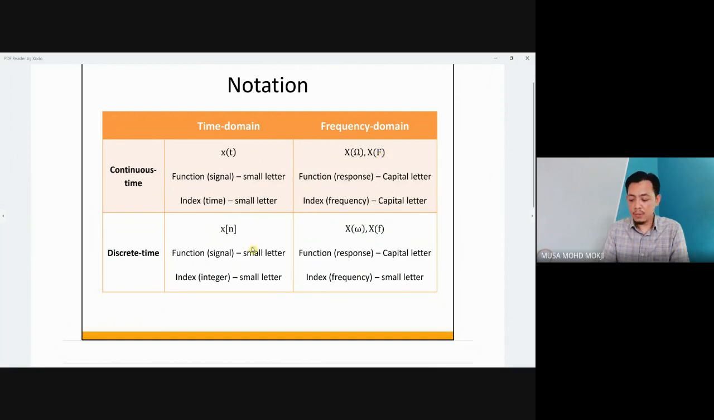But in discrete time, we have omega and f. And if you look at this notation, x, because n is discrete, we use a square bracket. And in the frequency domain, you are not using a square bracket, because that small omega and that small f are not discrete.